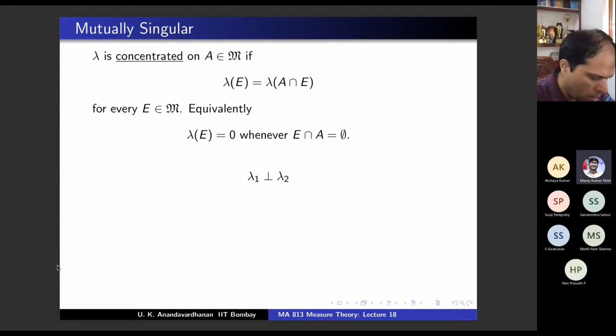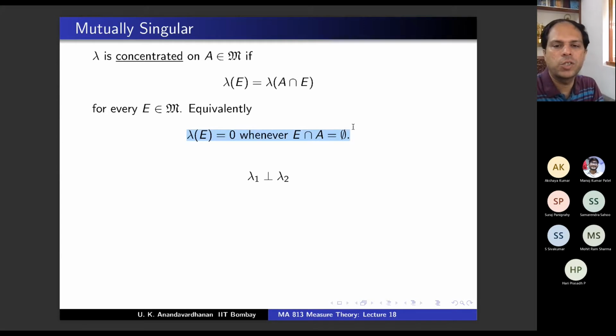Sir, why is it concentrated on... okay. What is concentrated once again? What is the definition? This is the definition. If E belongs to A complement, then lambda of E is zero, right? If E is contained in A complement, then lambda is zero. That's the definition, no? Yes. Now I'm saying that you take B so that B complement is contained in A complement. Now, if E is contained in B complement, because B complement is contained in A complement, E is contained in A complement.